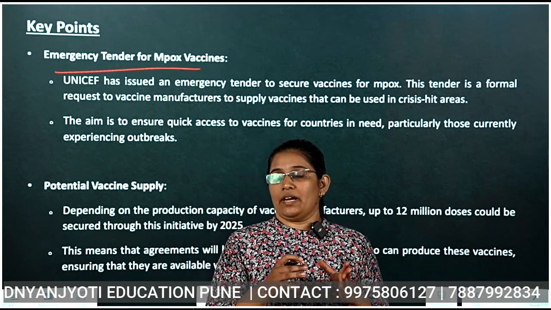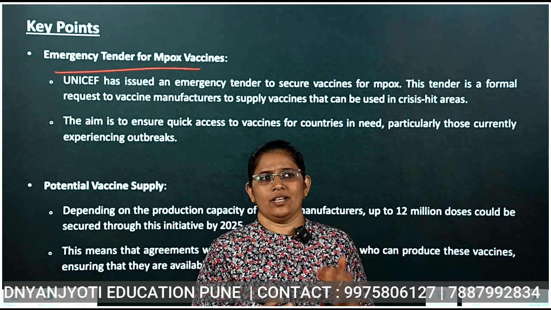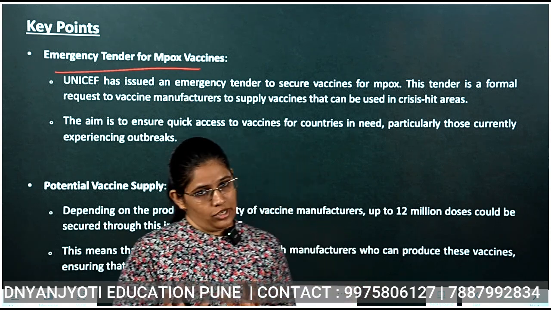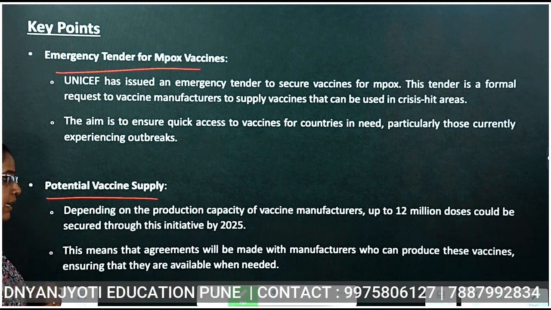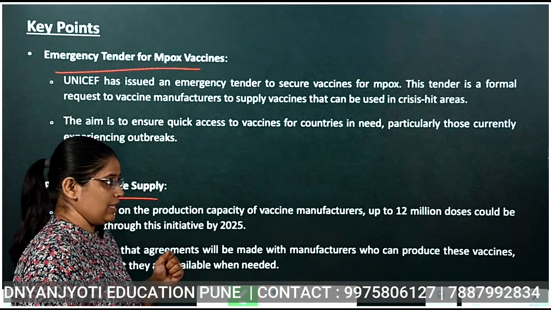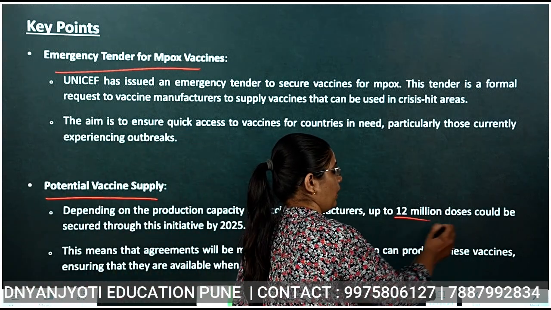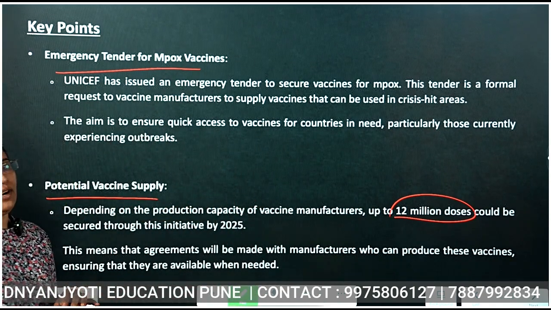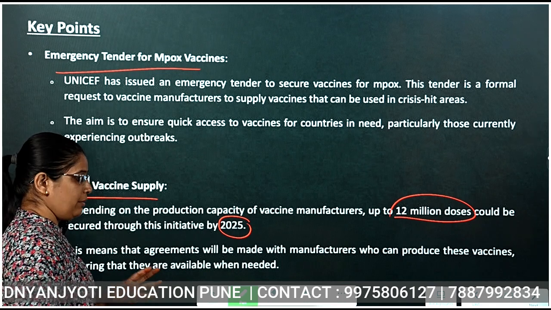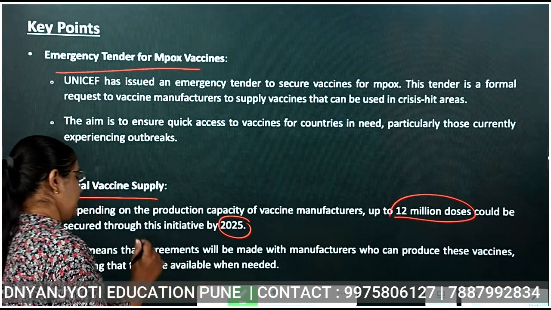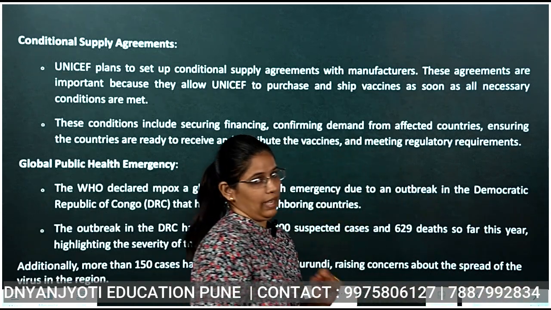So that's why UNICEF decided to provide vaccines, and for that purpose UNICEF has collaborated with institutions such as Gavi, CDC and the World Health Organization, that is WHO. The next key point is the potential supply of the vaccine. The manufacturers have been given the insight that, depending on production capacity, up to 12 million doses could be secured by 2025. This means there can be an agreement between the manufacturers, and these vaccines will be made available to all the children of the region where this outbreak has been seen.